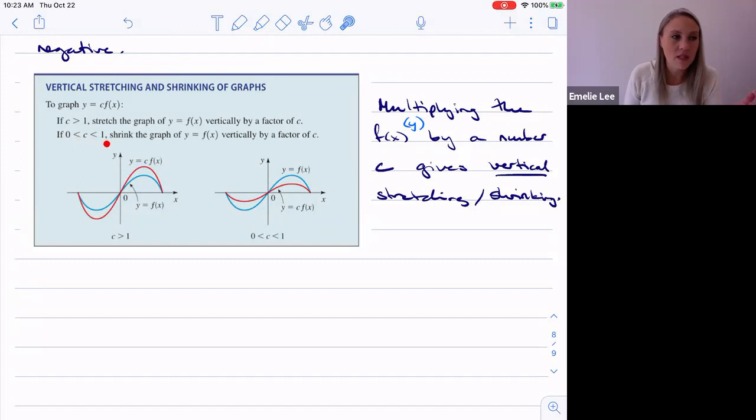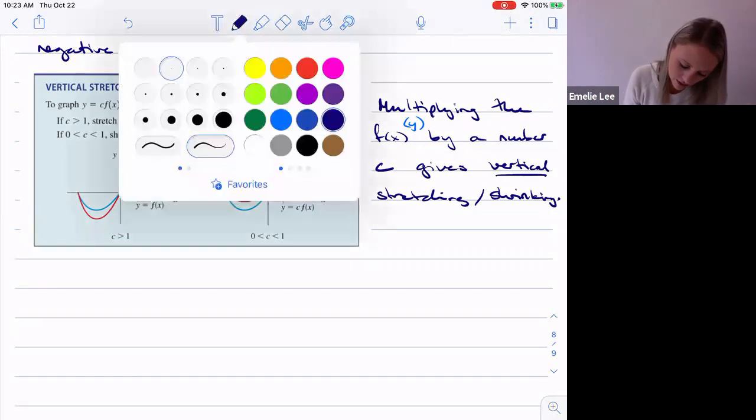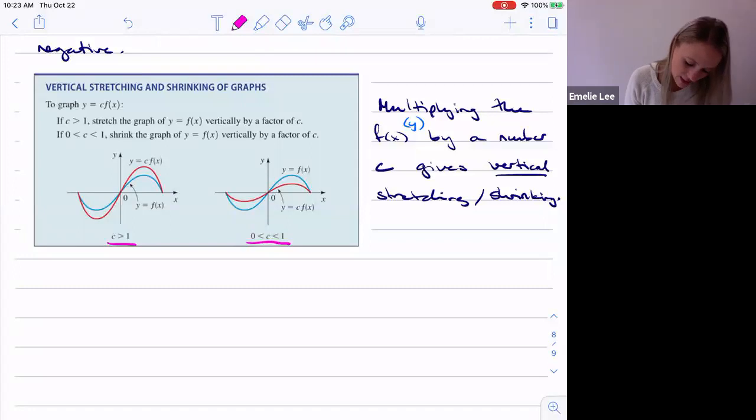Whereas if c is between 0 and 1, so if you've got a decimal value for c, then it shrinks the graph, so it just kind of smushes it closer to the x-axis. So here again, our y equals f of x is the blue graph. And then if I'm shrinking it, then I get this kind of tighter graph around the x-axis, right? So we need to keep track of whether c is greater than 1 or if it's between 0 and 1, because it's going to behave differently.